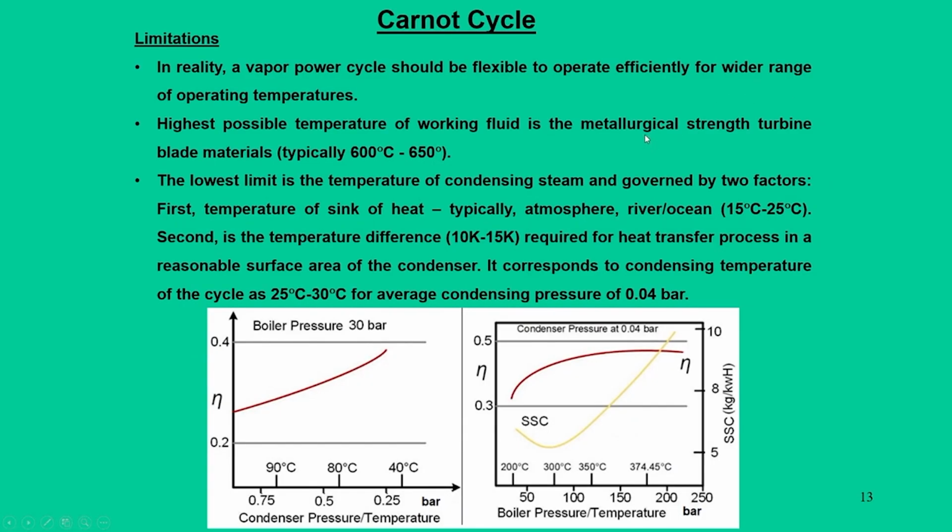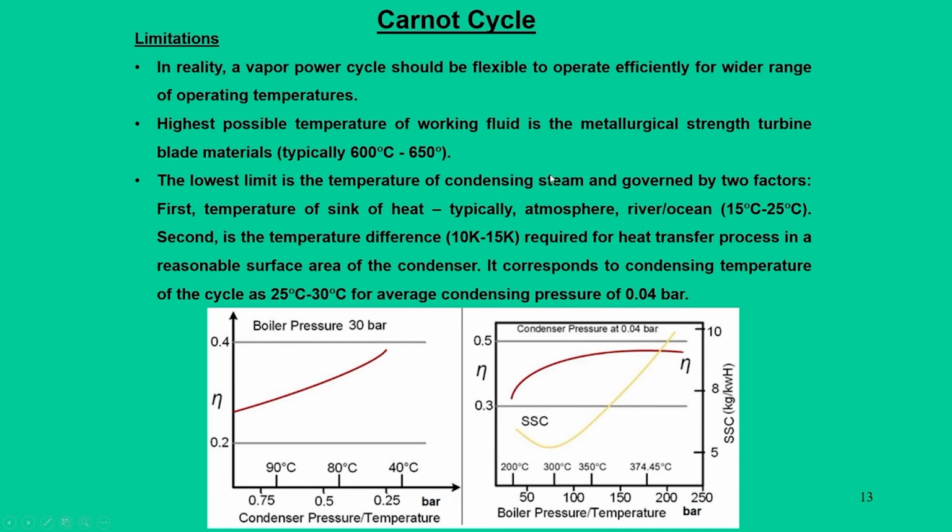First thing is the highest possible temperature. The highest possible temperature of the working fluid is decided based on the metallurgical strength of the turbine blades or the expander. The lowest temperature, on the condenser side, is mainly dealt with by the water availability in the atmosphere or river, which is in the range of 15 to 25 degrees centigrade. Also, for sufficient sucking or supplying of water, we need to have a temperature difference of 10 to 15 degrees Kelvin.